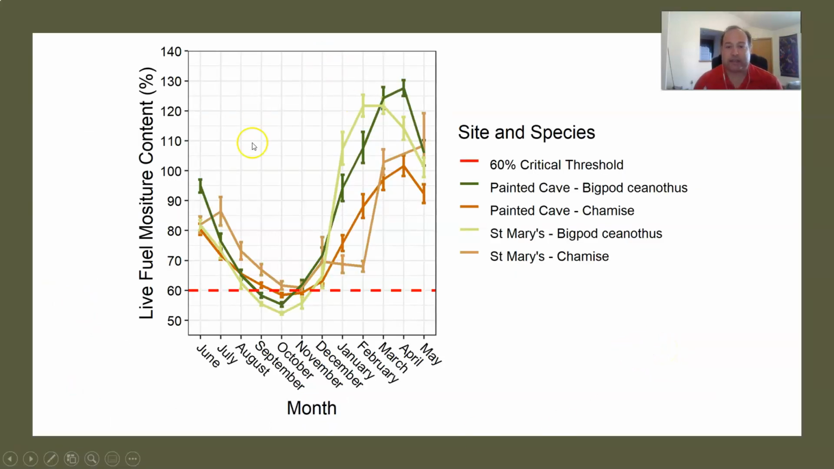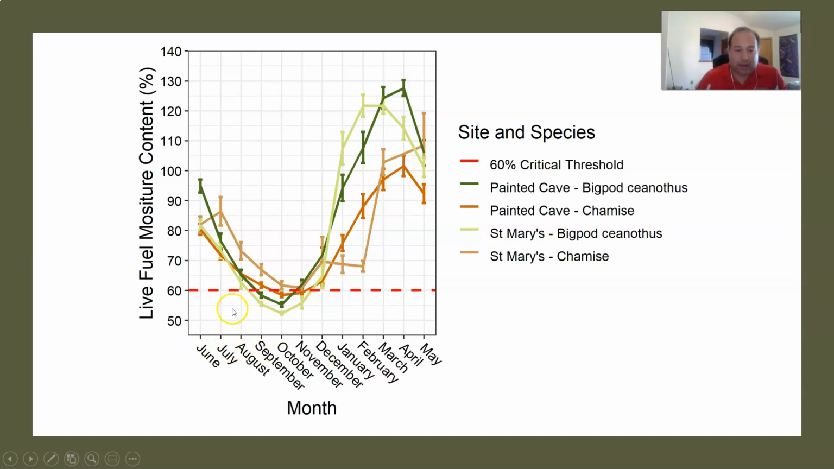And so here's just an example of live fuel moistures at a specific site. Here it's looking at two types of chaparral, so we're looking at two different types of shrubs, and there's a 60% critical threshold for live fuel moisture. If it goes below 60%, that's when it would be an available fuel to catch fire.